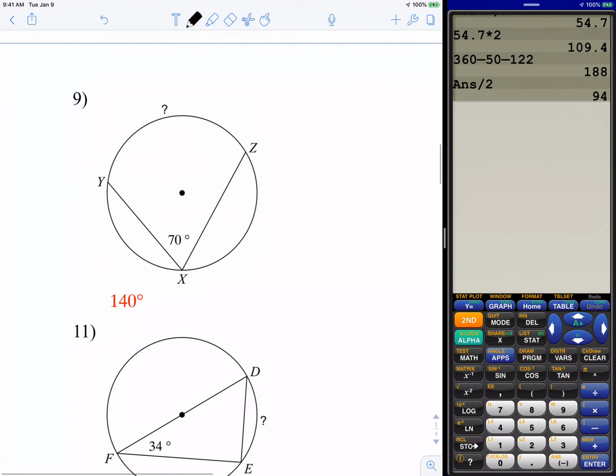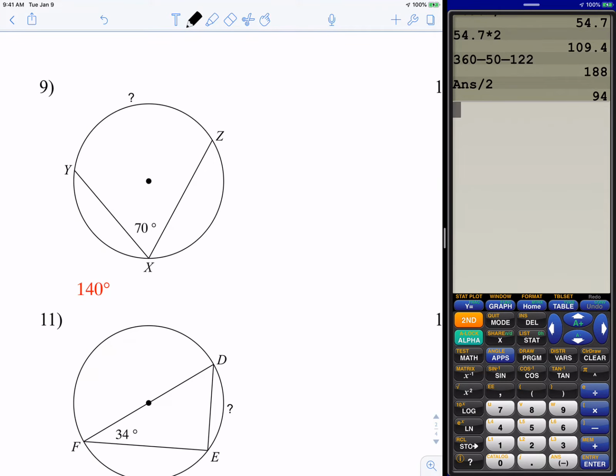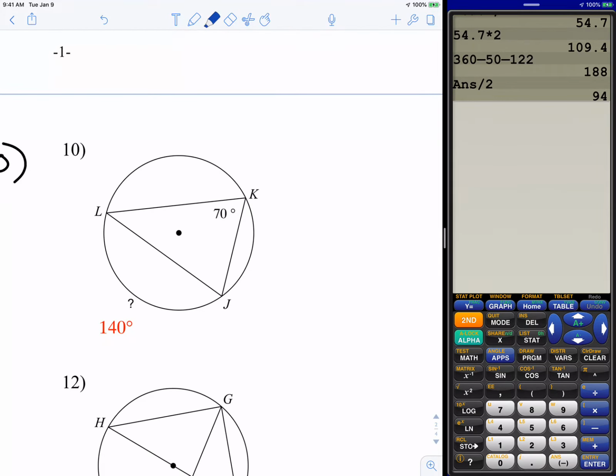All right, number 9. Okay, this time we're going from knowing the angle to getting the intercepted arc right here. So 70 is equal to, the arc YZ is equal to 2 times the angle. So we get 140. Number 10, here's the 70-degree angle. So we double it to get the arc. So LJ is equal to 2 times the angle, or 2 times 70.